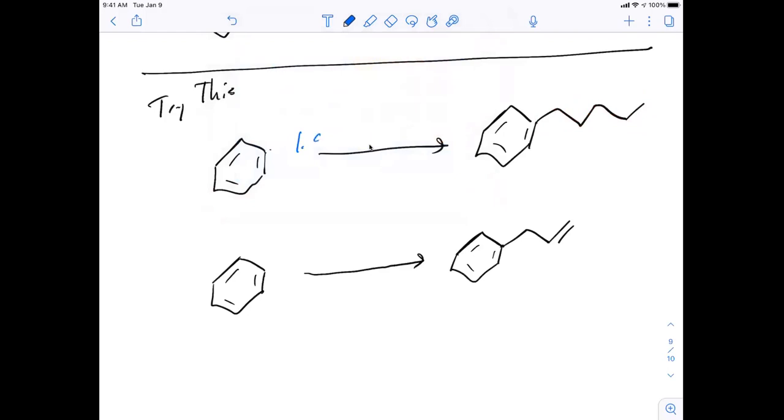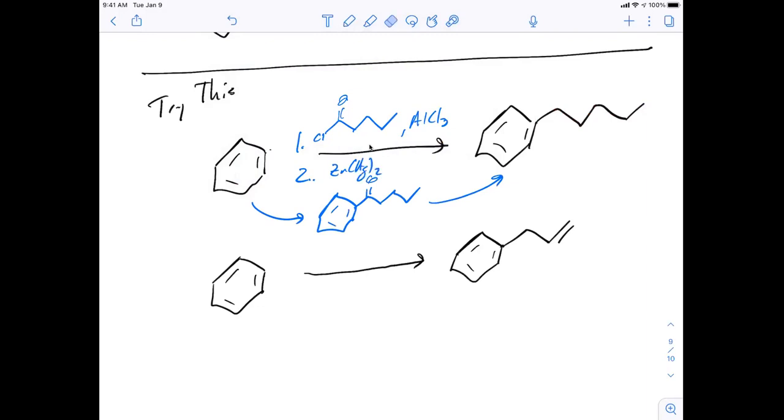So first step is going to be the carbonyl with 5 carbons, 1, 2, 3, 4, 5, and then the AlCl3, right? That's going to give me the carbon structure, right? And then what I need in the second step is the reduction of the carbonyl. So second step is going to be the zinc and mercury, right? Oops, just one zinc and mercury. And then HCl and some heat. Okay. So a Clemmensen reduction.